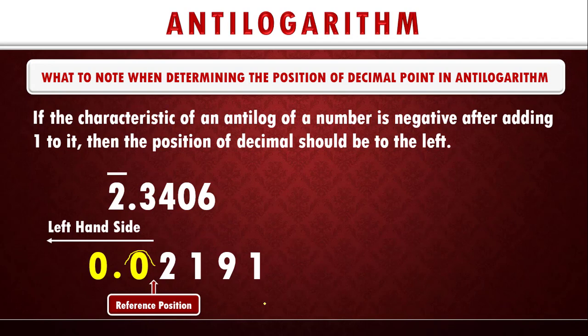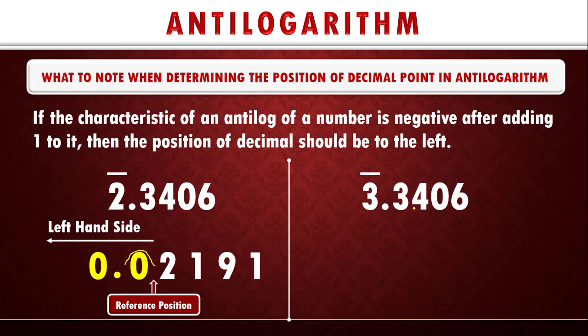Okay, let's look at another example. In this example, we have bar 3.3406. So we are given this log, and then we have to determine the antilog. So the antilog will be 2191.